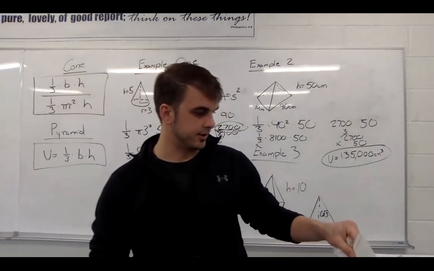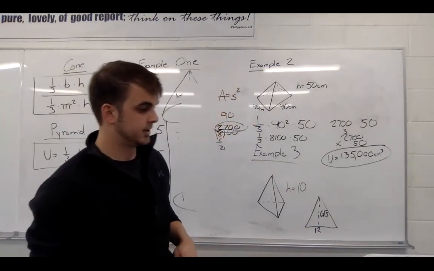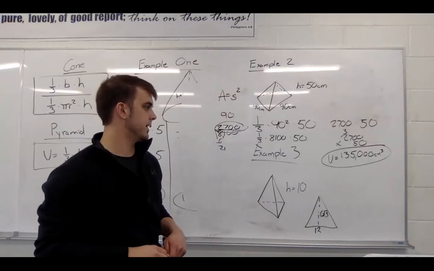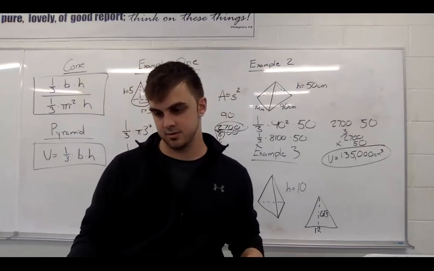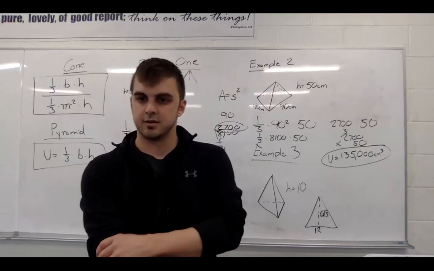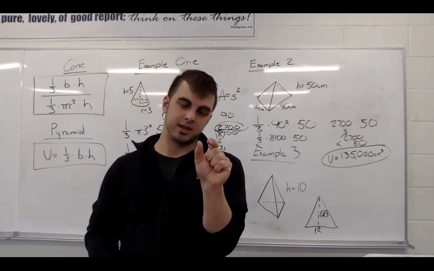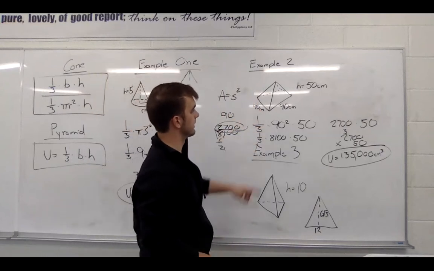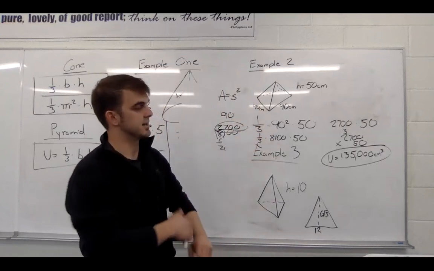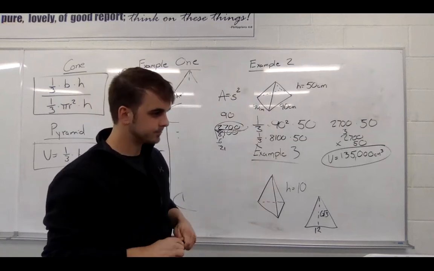Now, let me see if that's the right answer for example 2. Yeah, 135,000 centimeters cubed. It may seem like a lot, but if you take a centimeter, it's about this big, and make a cube out of that, you could very easily stick that in this one if true to scale. 90 centimeters, they're big numbers, but they're small measurements.